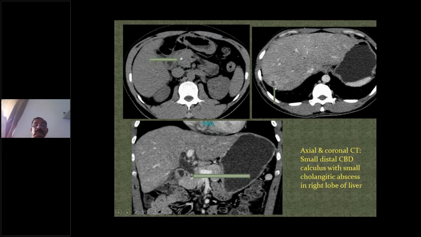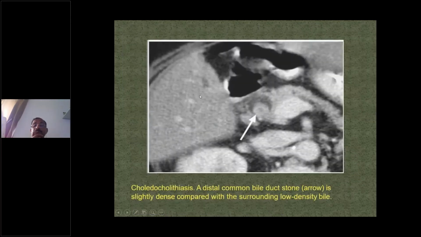Also, there is a small cholangitic abscess in this patient, secondary to cholangitis. And this is a rim, a crescent of bile surrounding the intraluminal calculus, which can help to pick up these subtle stones.